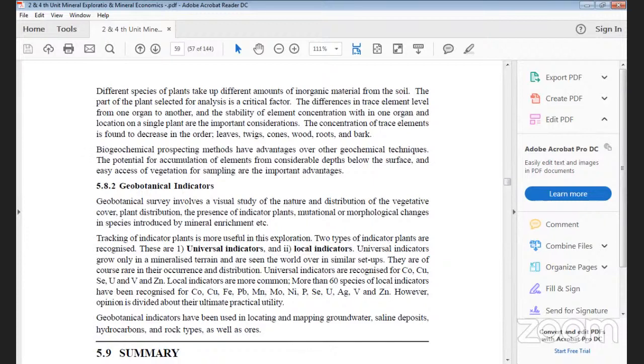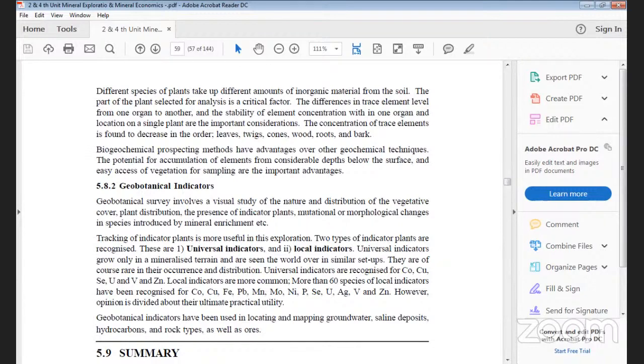How can we track? The tracking of indicator plants is more useful from the exploration point of view. Two types of indicator plants are recognized: one is universal indicators, and the second is local indicators. Universal indicators grow only on mineralized terrain and are seen the world over in a similar setup. They are rare in their occurrence and distribution.